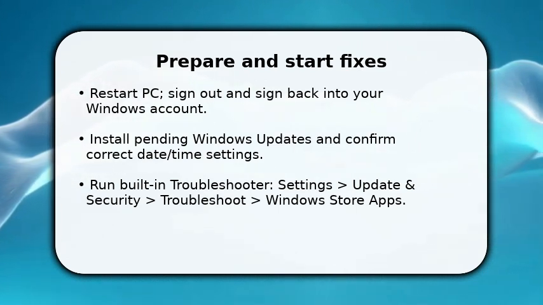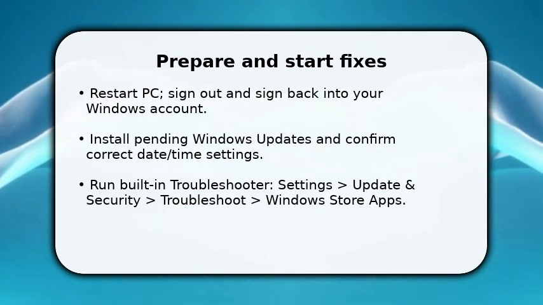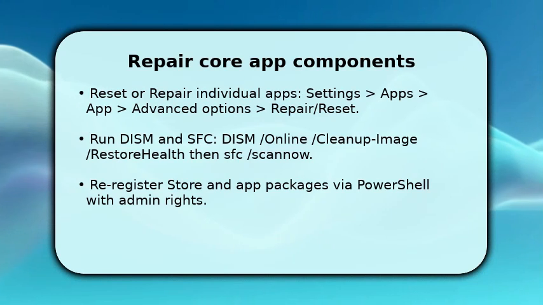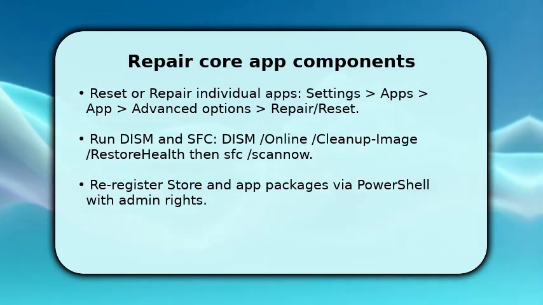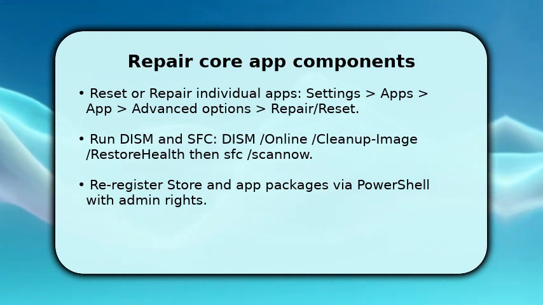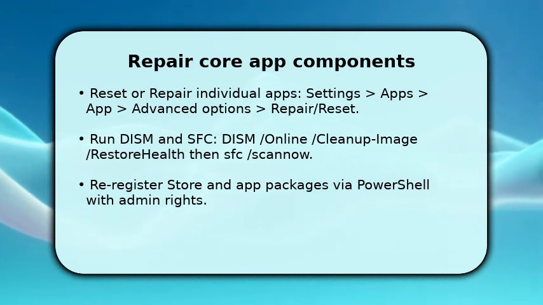Once basic checks are done, focus on core app components. You should repair or reset specific apps from Settings, Apps, Advanced Options. Use Repair first, then Reset if needed. Make sure to run DISM /online /cleanup-image /restorehealth and then sfc /scannow to fix corrupted system files that block app execution.